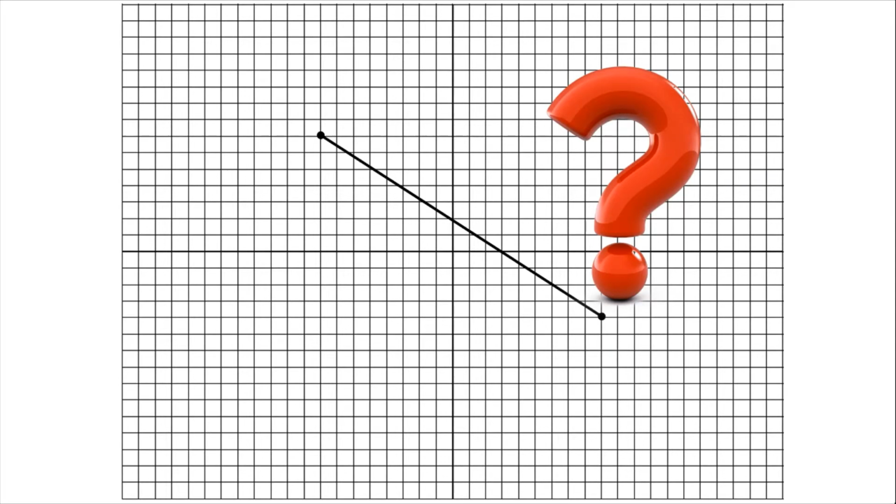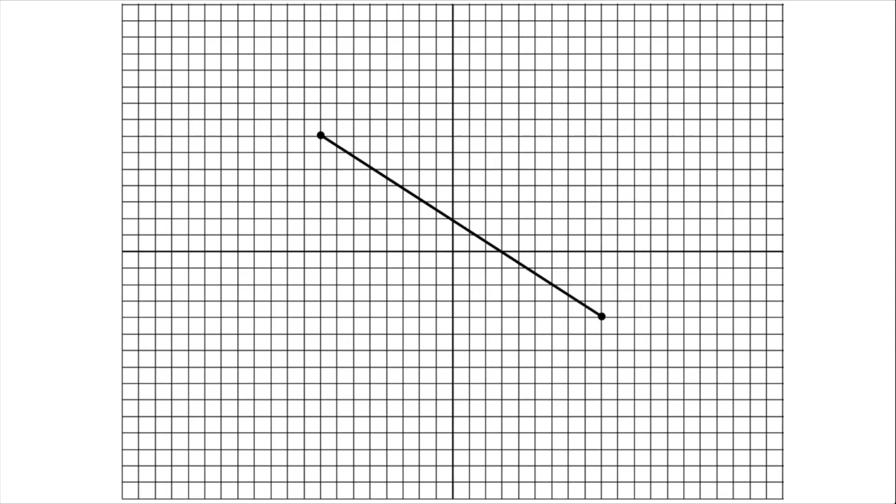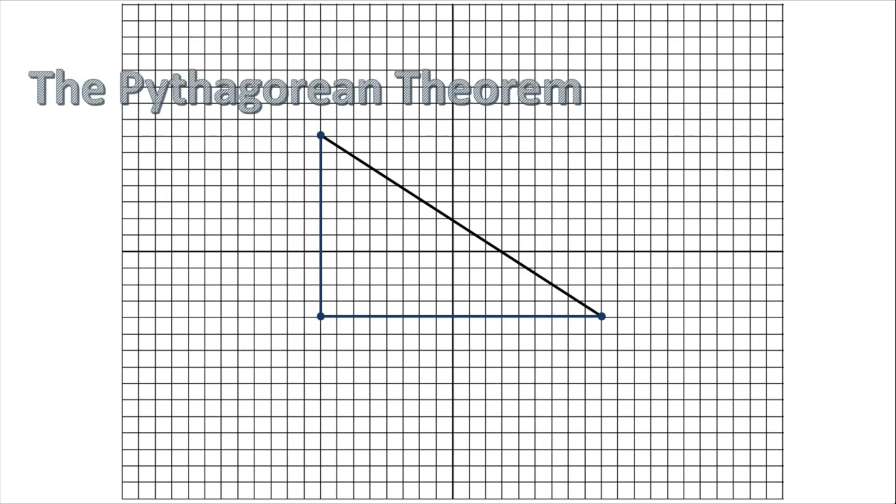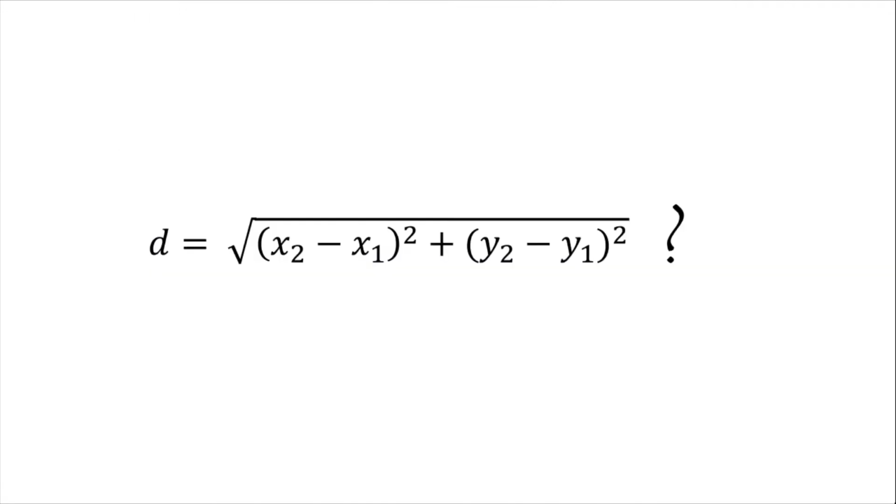Instead, let us think about how we could connect these 2 points differently. If we draw a line down vertically from the first point and horizontally from the second, we would form a right triangle, which takes us back to the root of our formula, the Pythagorean theorem. So how do we get this equation from the Pythagorean theorem? Let's go back to our right triangle.